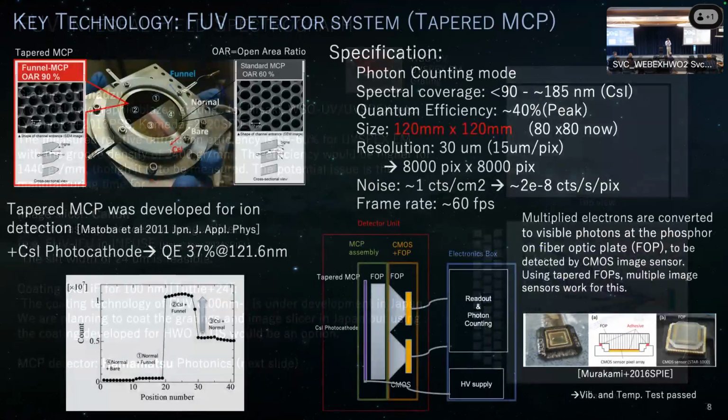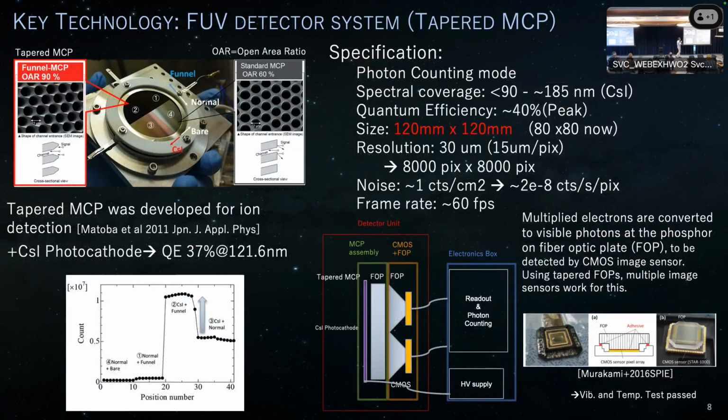And next, the key point is the MCP detector. Now we have a new technology for the MCP detector with a tapered surface. So we changed the shape of the surface and increased the open area ratio, which increases the efficiency to about 40% at peak in FUV. Now we can make 80 millimeter by 80 millimeter, but we need 120 by 120. So this needs technology development, but except for that, it can be feasible.